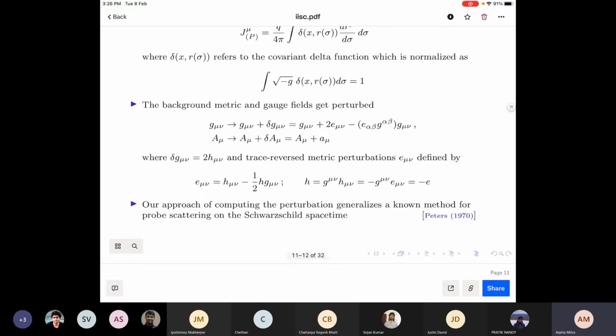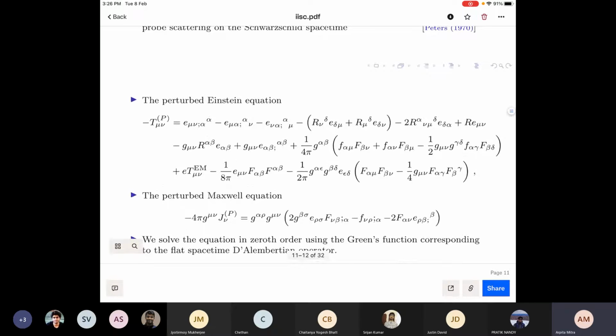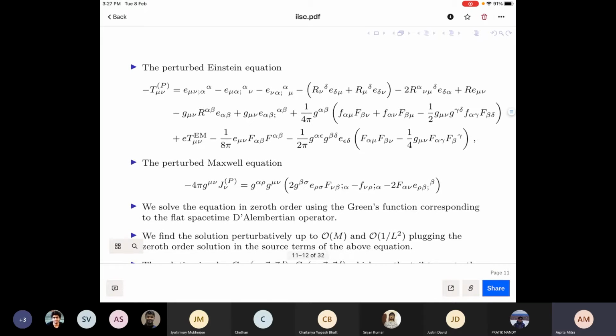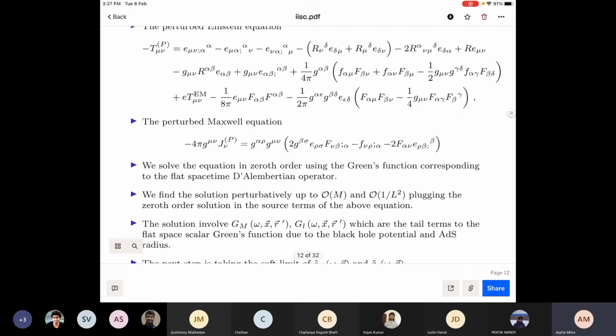Now we will solve this perturbed equation of motion using the procedure which was proposed by Peters in the 1970s. He did the calculations just for a Schwarzschild black hole background, and he considered the black hole mass as a perturbative parameter around flat space-time. For our case, there is another perturbative parameter, which is the cosmological constant. The perturbed Einstein equation takes the following expression, and the perturbed Maxwell equation takes this expression. In both of these equations, we have kept terms up to 1 by L square and up to linear in M.